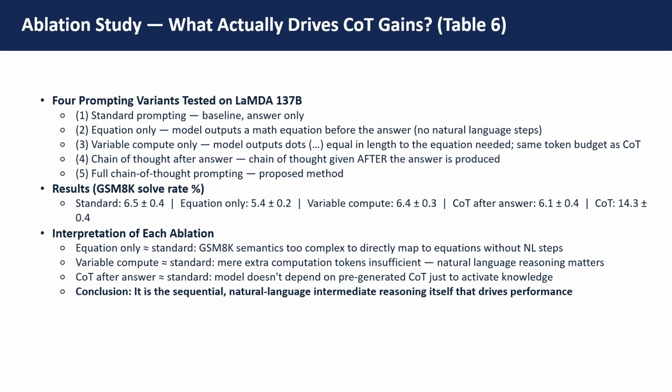Third hypothesis states reasoning after answer. Maybe reasoning is just helping access knowledge. So they place reasoning after the answer. Again, the result is no improvement, and the conclusion is that reasoning must be used before answering. So the final conclusion is that the improvement comes from step-by-step natural language reasoning before the answer. This is the central mechanism behind CoT.